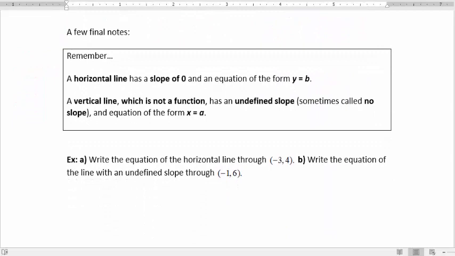And then just a few final notes here that we had talked about in the intercept section, I believe. Remember, a horizontal line has a 0 slope and an equation of the form y equals b. So it can't be written in the y equals mx plus b form. A horizontal line is a special line, and you write the equation as y equals b. And then the vertical line is not a function. It has an undefined slope, and it has an equation of the form x equals some number. We had talked about that briefly.